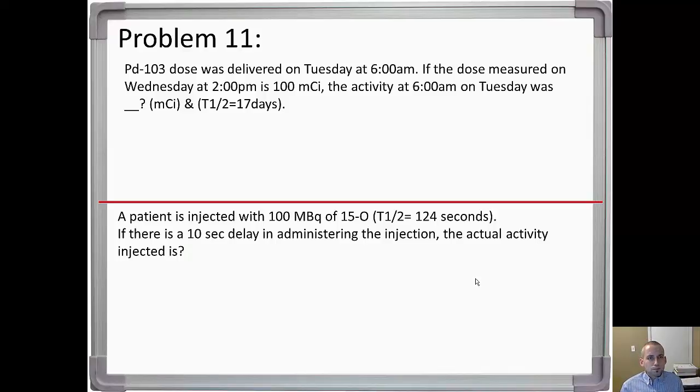So palladium, the dose was delivered on Tuesday at 6 a.m. If the dose is measured on Wednesday at 2 p.m. and it is 100 millicurie, the activity at 6 a.m. on Tuesday was what? And we have a half-life of 17 days.